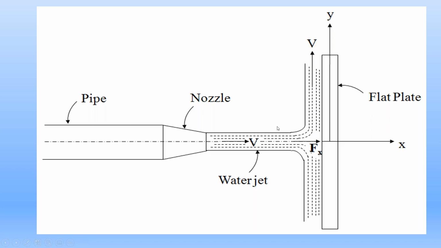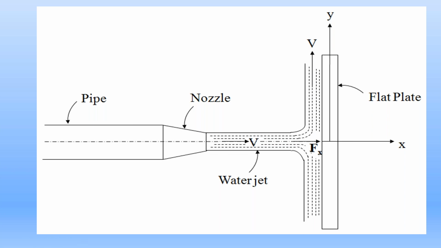So by using Newton's second law, we are going to prepare the equation for this force Fx, the horizontal force exerted by the water jet on this stationary flat vertical metal plate. Coming to this water jet, let d be the diameter of this water jet, small d is the diameter. So the area of this water jet is pi d square by 4.